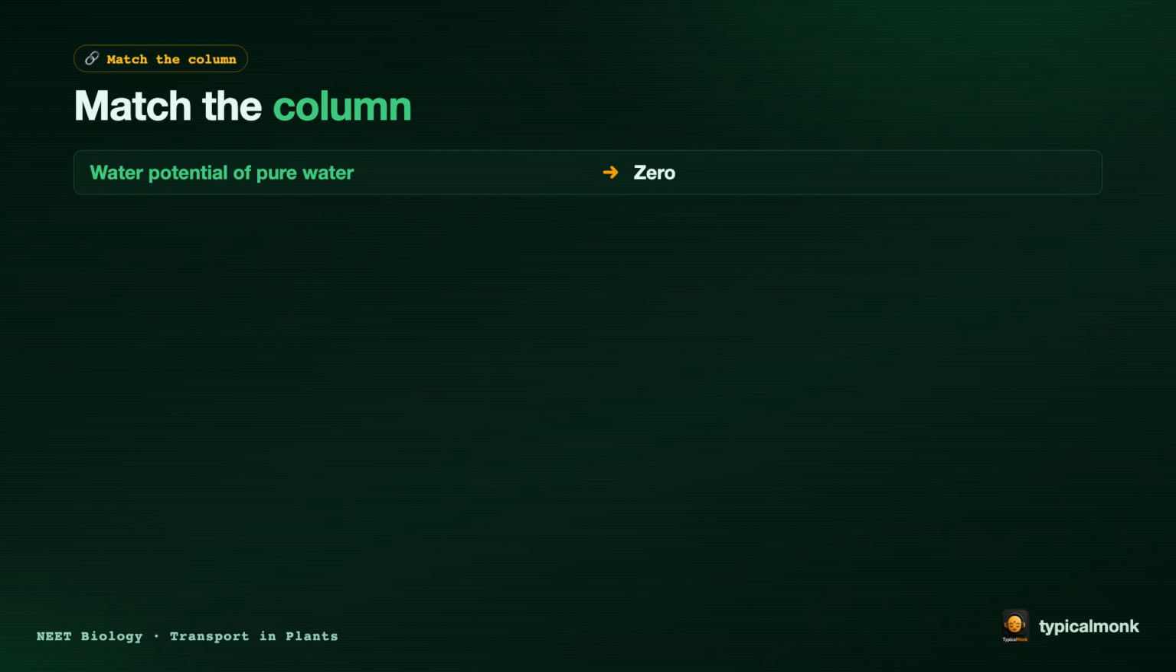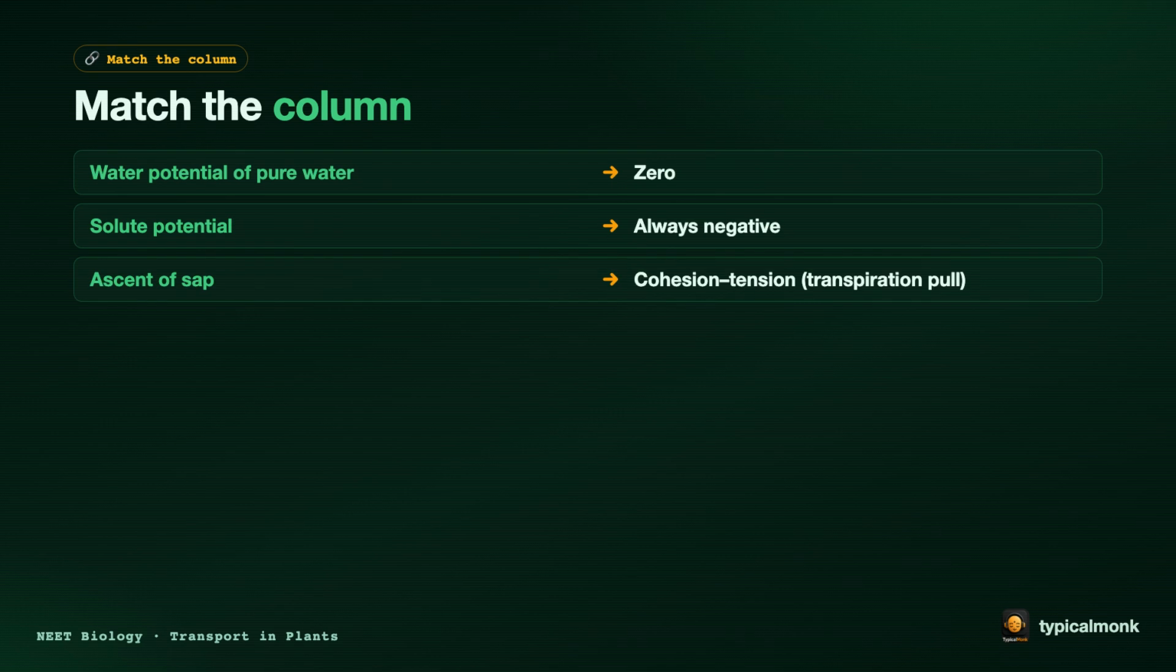Now, the second drill, match the column, make the right pairs. Water potential of pure water, 0. Solute potential, always negative. Ascent of sap, cohesion tension, that is transpiration pull. And phloem translocation, pressure flow, that is Munch.